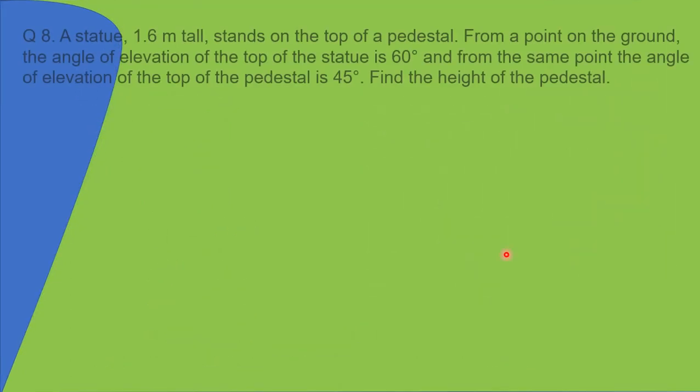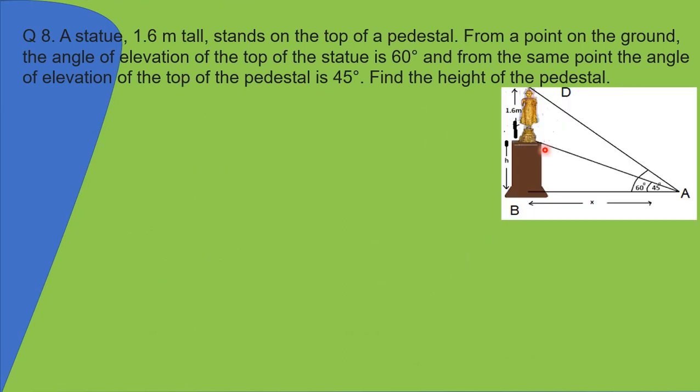Let's take one more problem. Question number 8. A statue 1.6 meter tall stands on the top of a pedestal. From a point on the ground, the angle of elevation of the top of the statue is 60 degree, and from the same point the angle of elevation of the top of the pedestal is 45 degree. In this figure we can observe easily. We have to find the height of the pedestal.